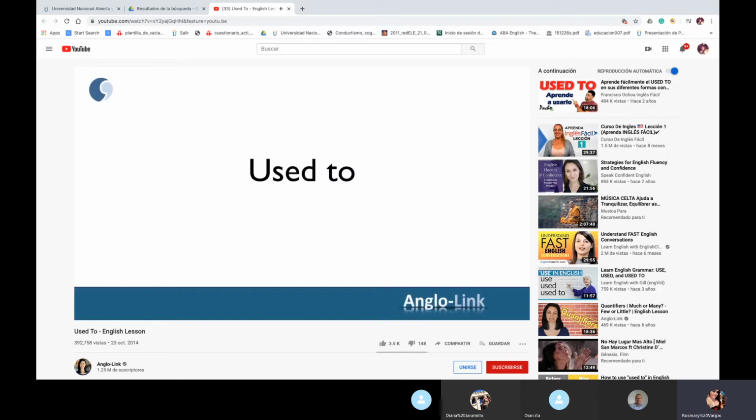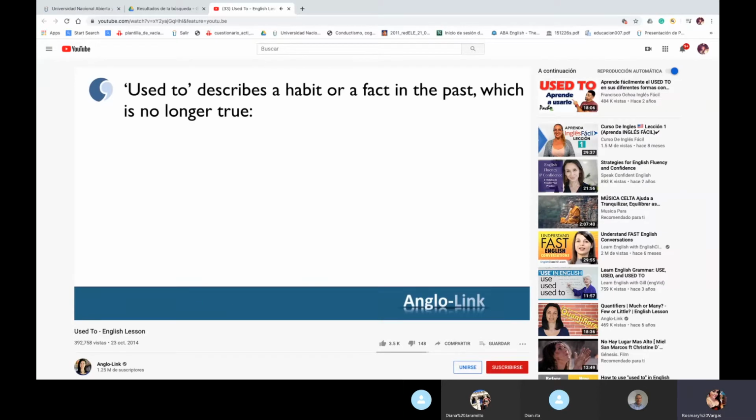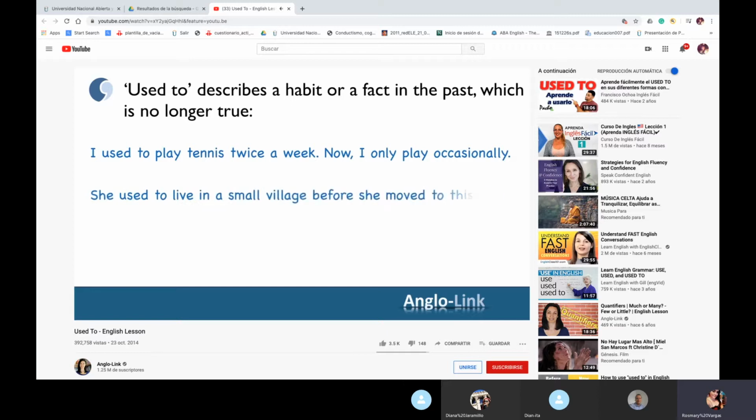Right, let's start with used to. Used to describes a habit or a fact in the past which is no longer true. For example, I used to play tennis twice a week. Now I only play occasionally. Another example, she used to live in a small village before she moved to this city. In the past, people used to walk a lot more than today.